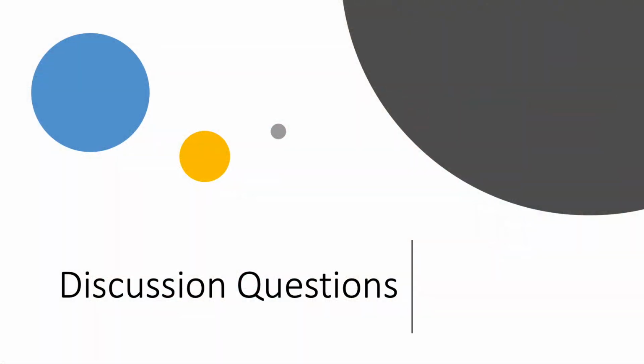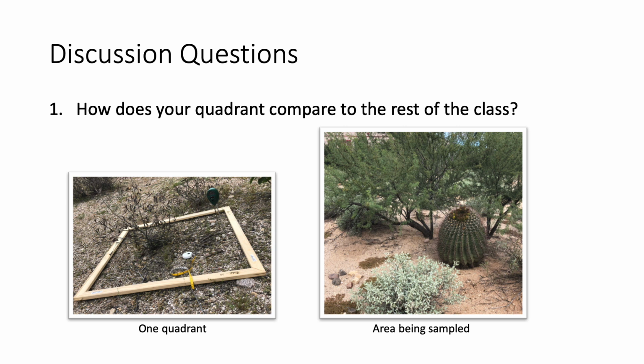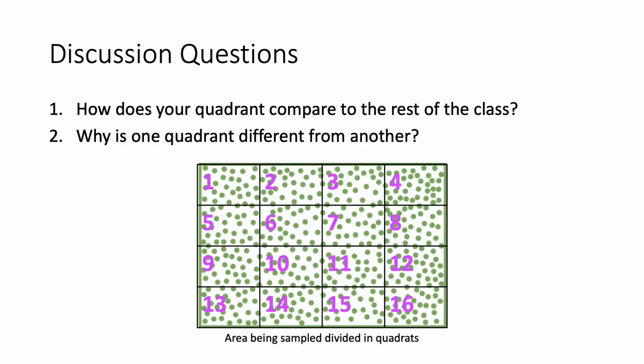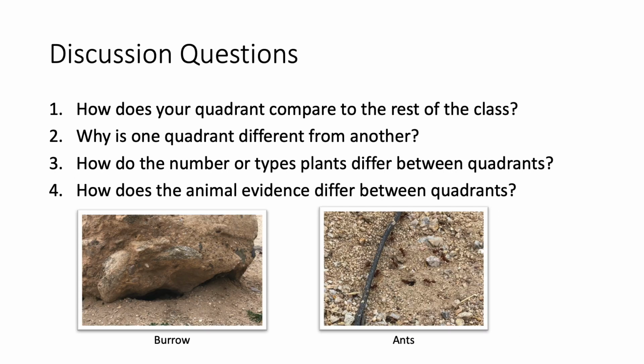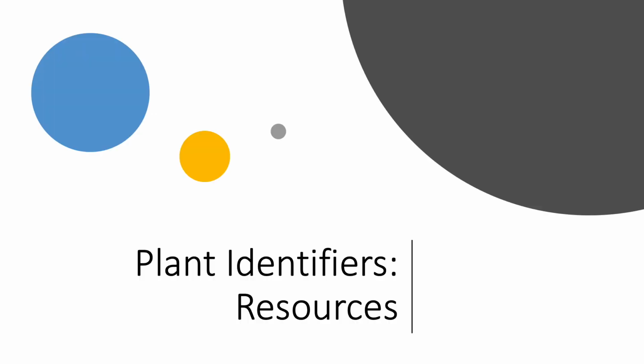So some discussion questions you might have would be, what does one quadrant look like compared to the entire class? Why is one quadrant different from another quadrant on the other side of your sampling site? What are some of the differences in the plants? Were there differences in the evidence of animals that had been in the area?